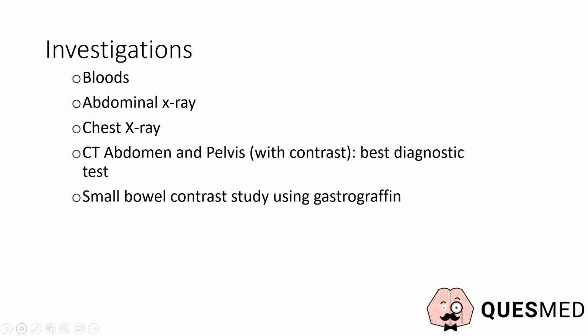It's really important to get an erect chest x-ray in these patients, and that's because you're looking for evidence of any free air under the diaphragm, which would indicate a perforation. Your CT abdo-pelvis is the most commonly used investigation for diagnosing patients with bowel obstruction. Not only will it confirm your diagnosis, but it can also tell you why the bowel has become obstructed. So are there any adhesions? Is there an incarcerated hernia, or is there a tumour?